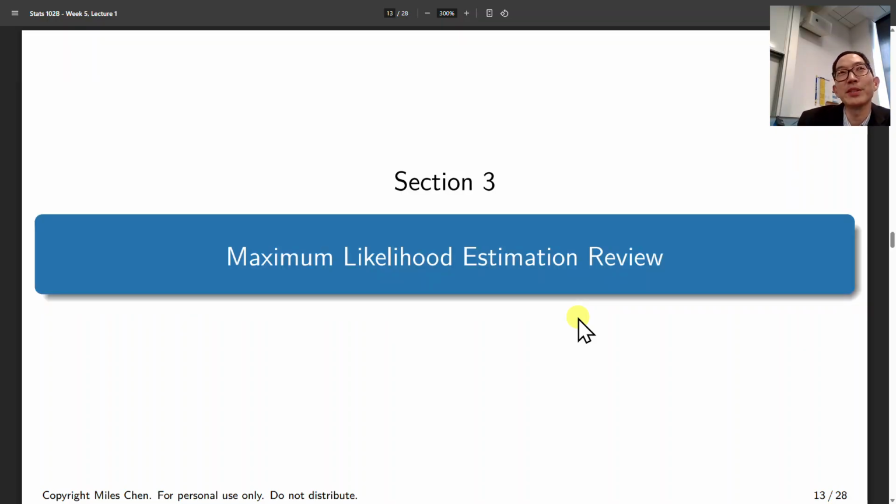What's the difference between likelihood and probability? Pop quiz.